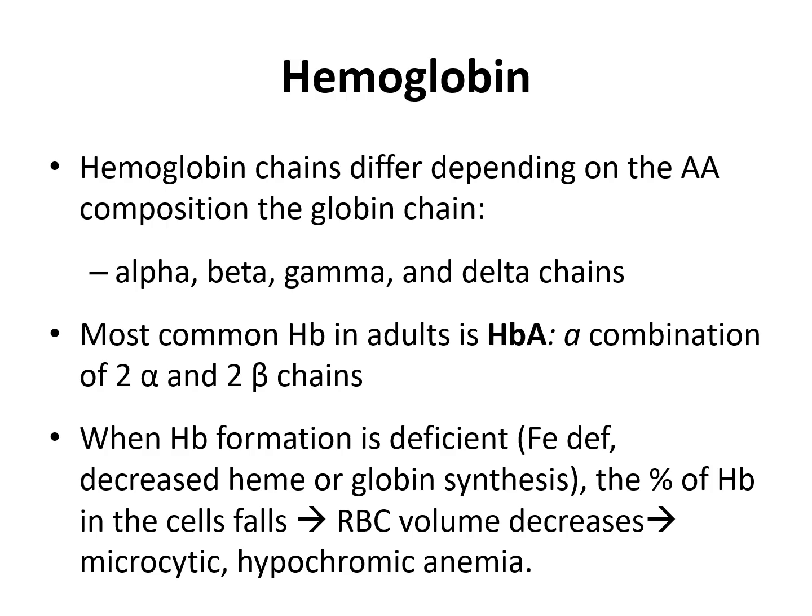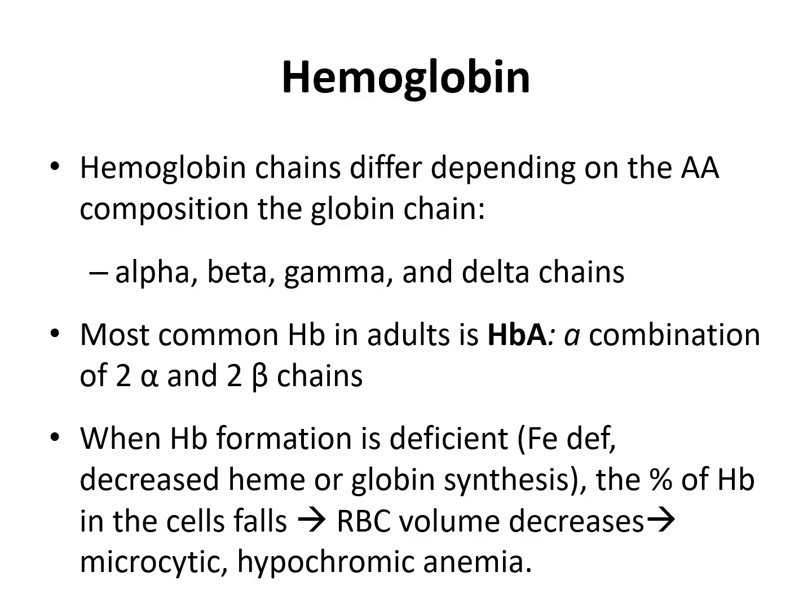So the hemoglobin chains differ depending on the amino acid composition of those chains. And as I said, the 4 common or relatively common forms in human adults are the alpha, the beta, the gamma, and the delta chains. And the most common hemoglobin, as we said, in adults is hemoglobin A, which is a combination of 2 alpha and 2 beta units.